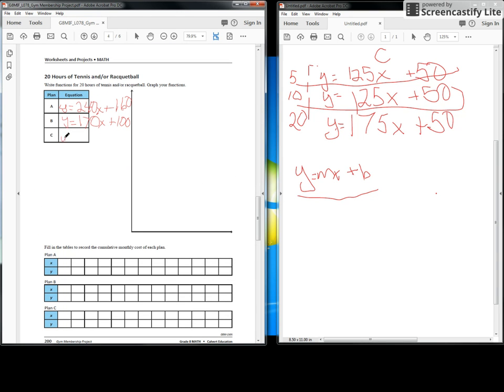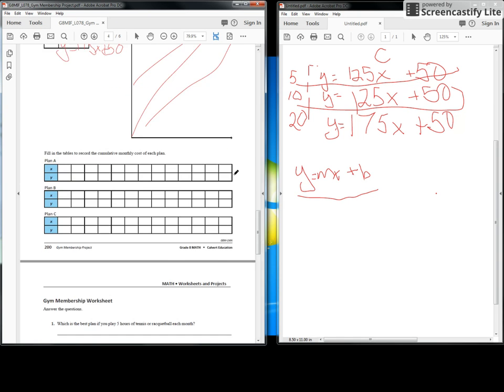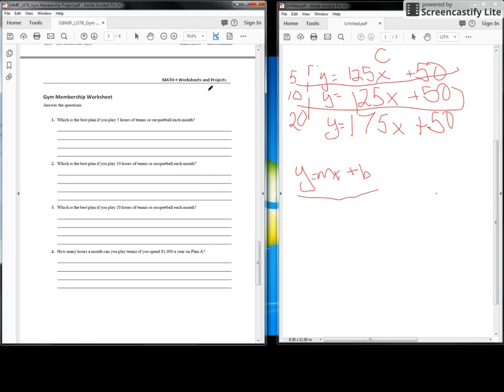Okay, last page, 20 hours of racquetball. Y equals 175X plus 50. Fill out the table, make your graph. I'm just making those. And then lastly, answer these questions.